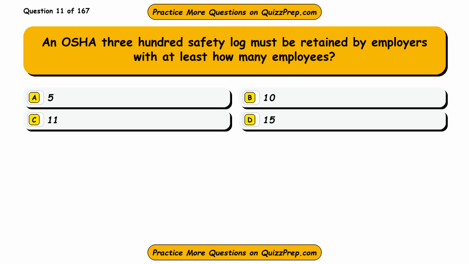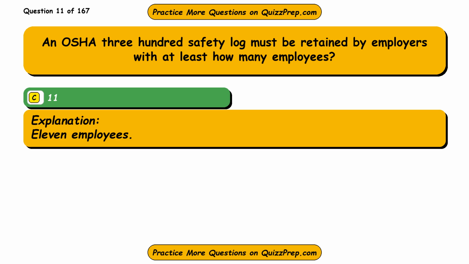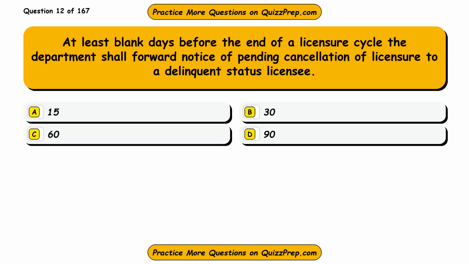Question 11. An OSHA 300 safety log must be retained by employers with at least how many employees? Option A 5, option B 10, option C 11, option D 15. The correct answer is option C, 11 employees.